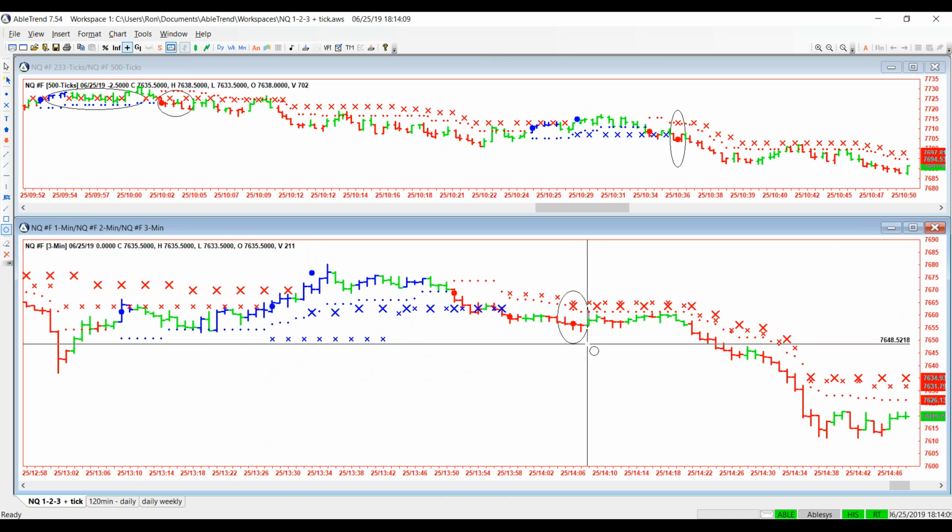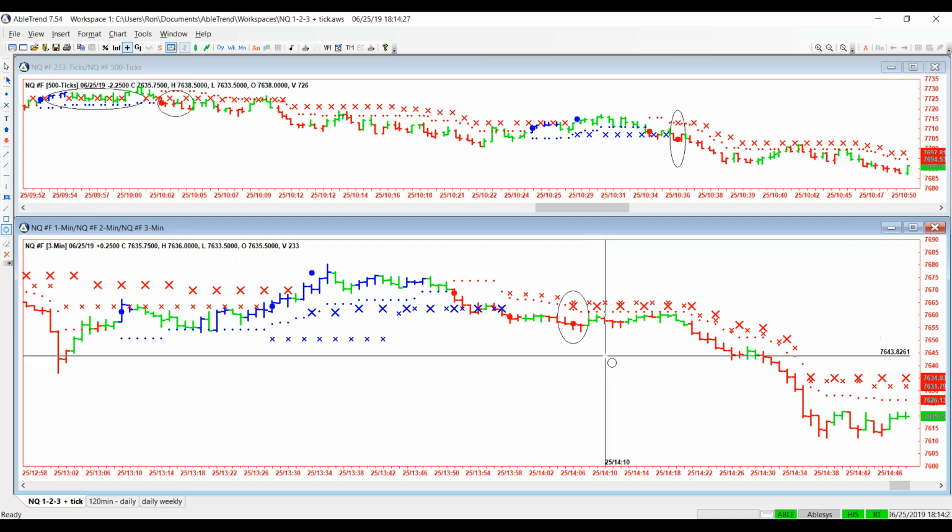Right here, you've got quadruple confirmation. Red bar, red dot, and 2 red X's, both the 2-minute and the 3-minute chart. I mean, if a chart could talk to you, it'd be just screaming at you, get short. The odds are tremendously stacked in your favor that this is going down.